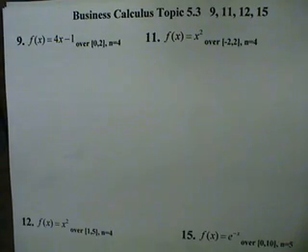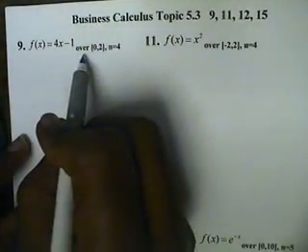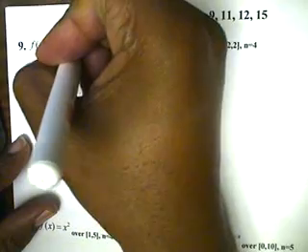Business Calculus 5.3, problems number 9, 11, 12, and 15. We want to find the area under this curve from 0 to 2 using 4 rectangles. This method is called Riemann sums.